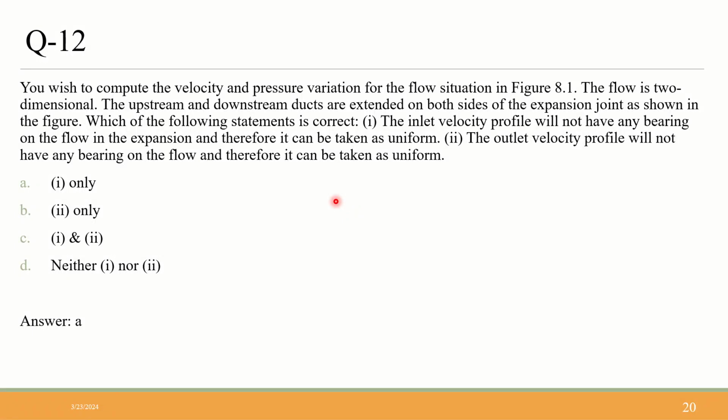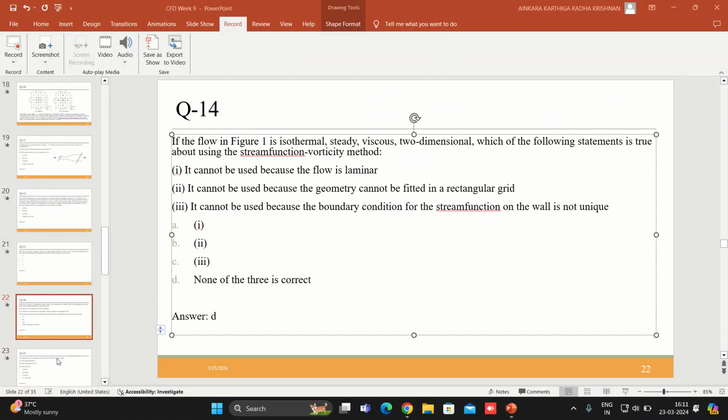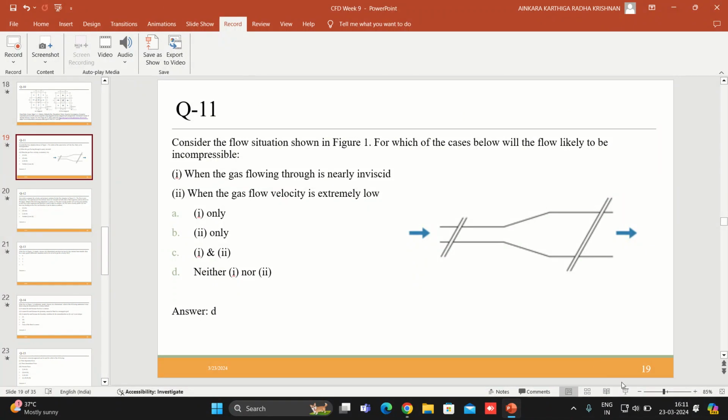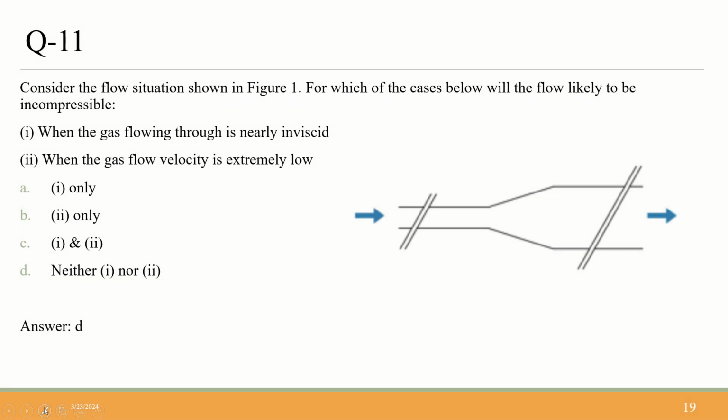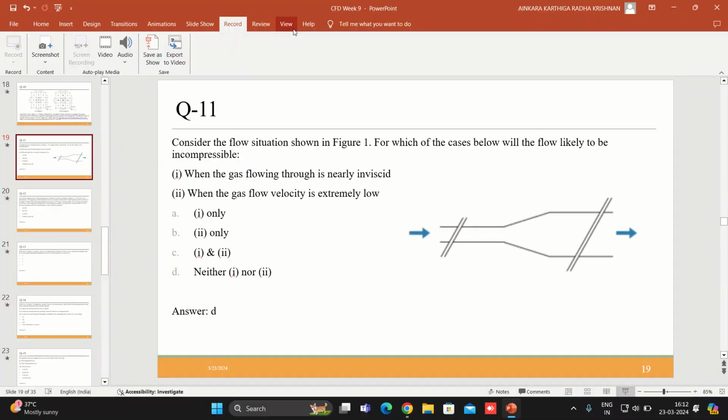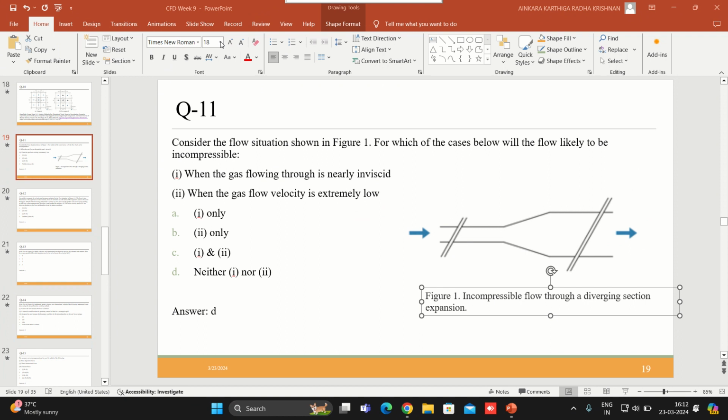You wish to compute the velocity and pressure variation, or else just give me a moment. I just made a mistake in the previous question. The question is: consider the flow situation for which of the cases below will the flow likely be incompressible. So this is figure 1 actually. I had the wrong figure, so I am rectifying it.